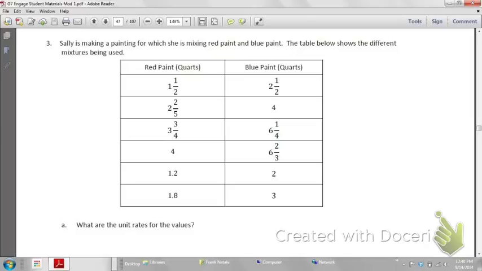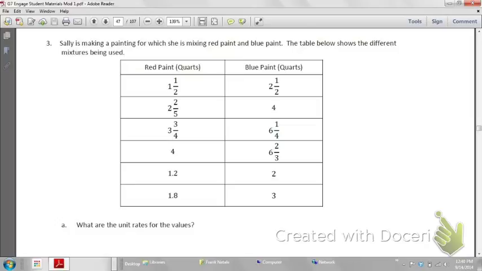Here we go. Sally is making a painting. This is an odd way to say that. But anyway, Sally is making a painting for which she is mixing red paint and blue paint. The table below shows the different mixtures being used.